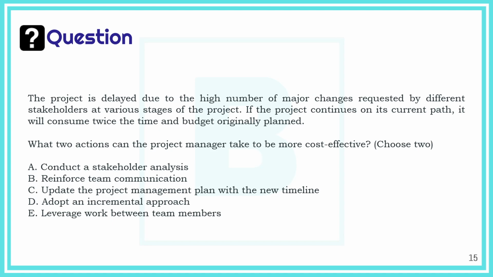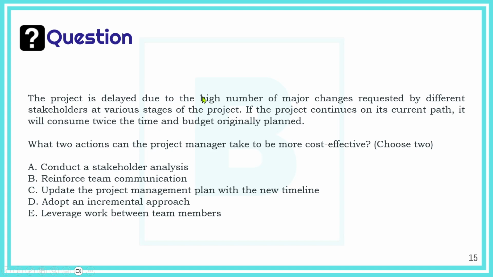Choose 2 answers. Conduct a stakeholder analysis, reinforce team communication, update the project management plan with a new timeline, adopt an incremental approach, or leverage work between team members. Now, the situation here is we have a delayed project, a high number of changes from different stakeholders. If we continue this way, then we will really consume twice the budget and the time. So what can the project manager do?